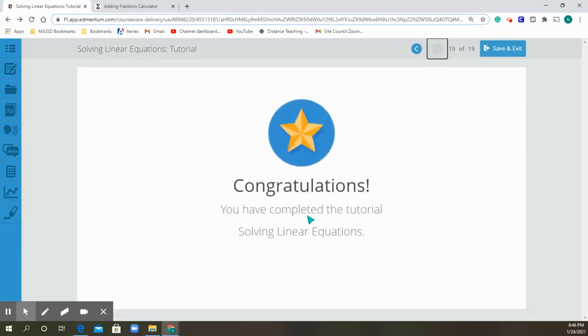Whew, congratulations, we've completed the tutorial solving linear equations. If you're still hanging on after all of that, that was a wild ride. Note to self, use scratch paper, keep things straight and in order, and when in doubt, read the directions again and go step by step.